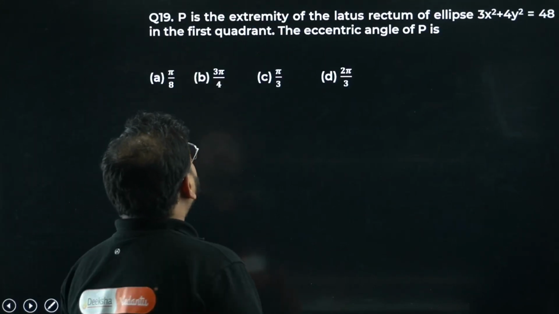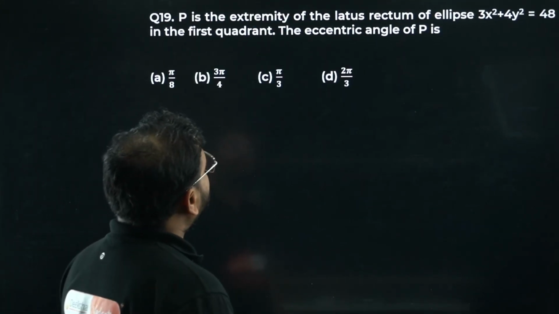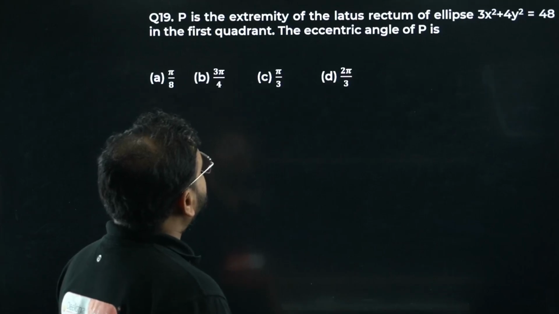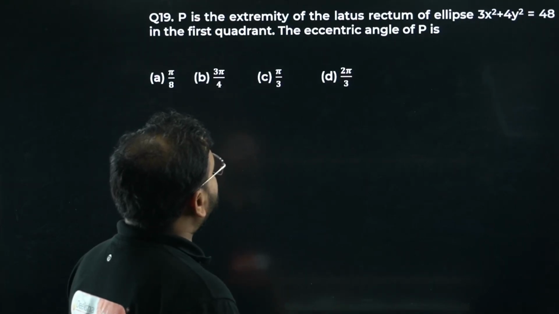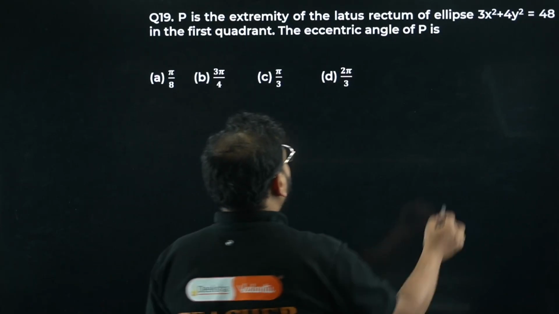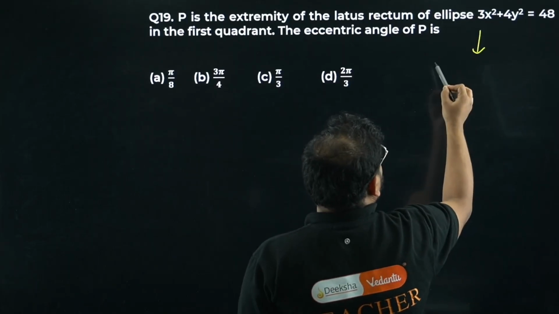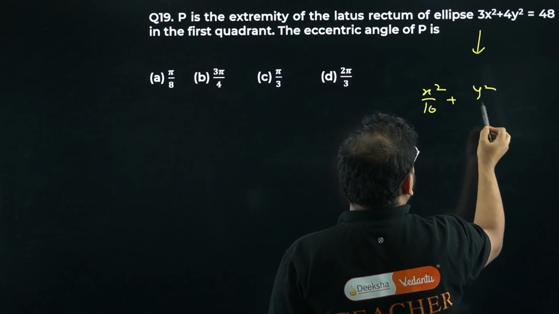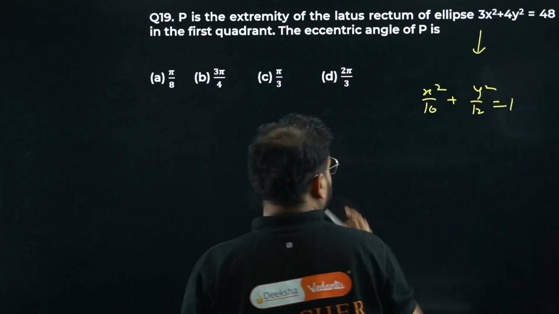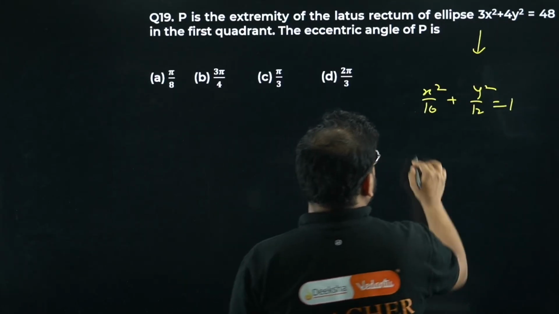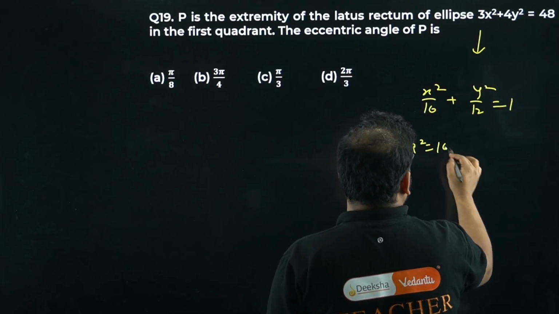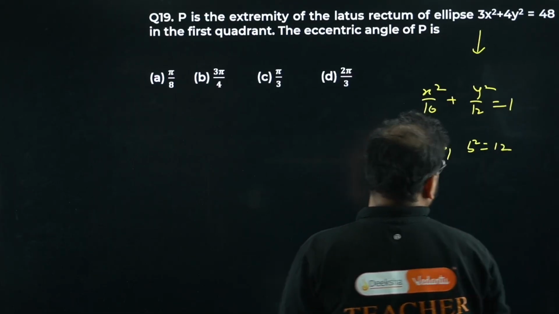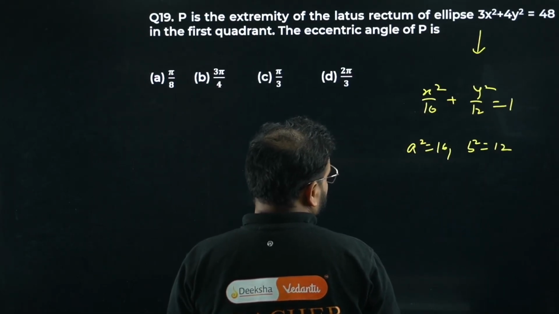Now 19th. If P is the extremity of the latus rectum of the ellipse 3x square plus 4y square equals 48, we can find from here only. Dividing by 48, it becomes x square by 16 plus y square by 12 equals 1. That's your ellipse. Your A square value is 16 and B square value is 12.